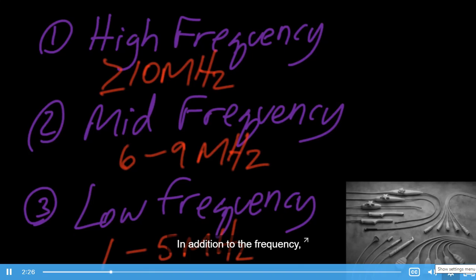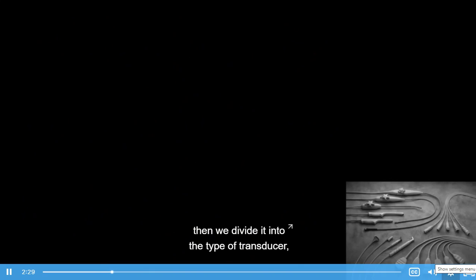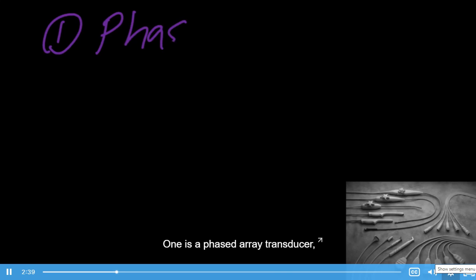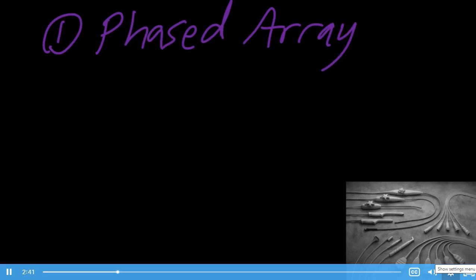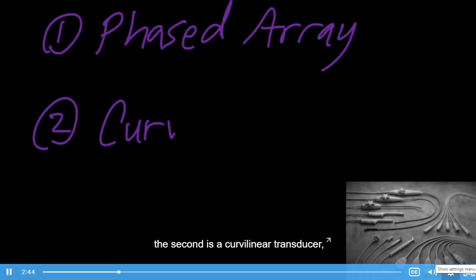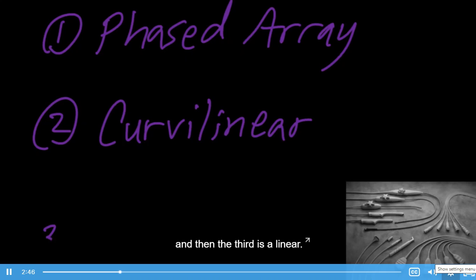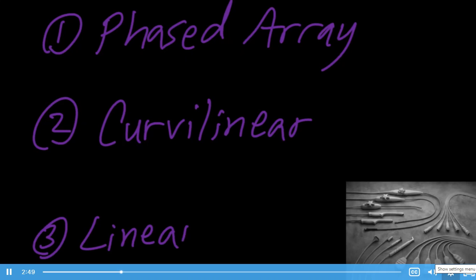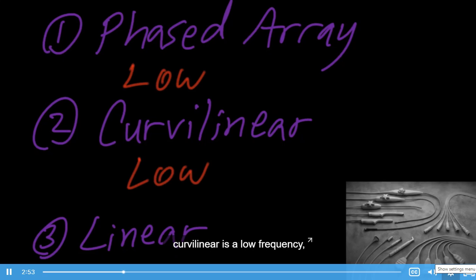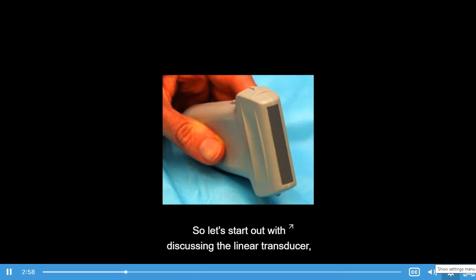In addition to the frequency, then we divide it into the type of transducer, or the footprint, or the shape. And we're predominantly going to discuss three types. One is a phased array transducer. The second is a curvilinear transducer. And then the third is a linear. The phased array is a low frequency, curvilinear is a low frequency, and then the linear is a high frequency transducer. So let's start out with discussing the linear transducer.